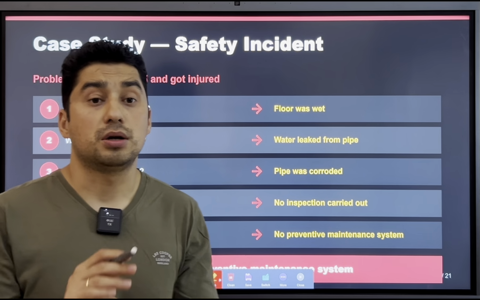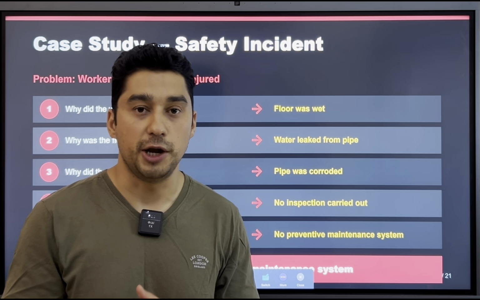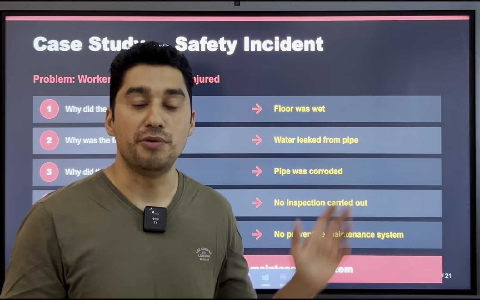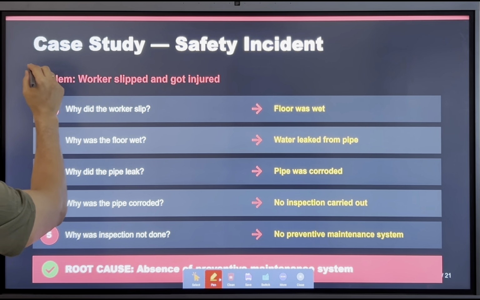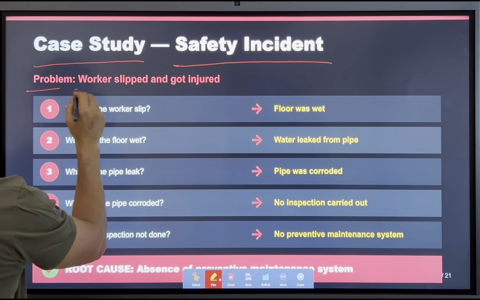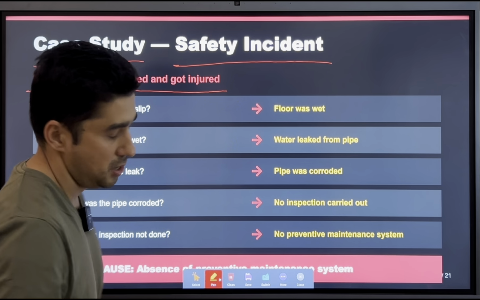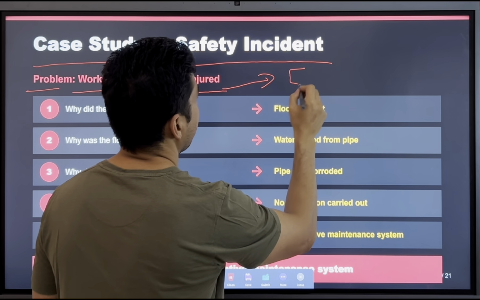Now let's look at a safety incident. This is one of the examples that I am going to share with you, and in this one we will apply the 5 why analysis. This is one of the case studies, a safety incident. What is the problem here? The problem here is that a worker slipped and got injured. Now you have to apply the 5 why analysis here.